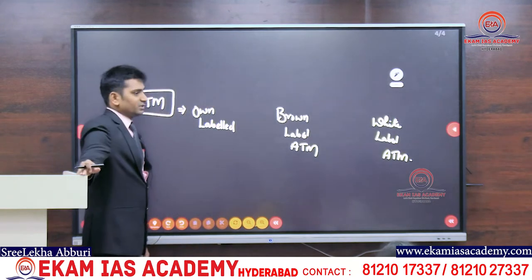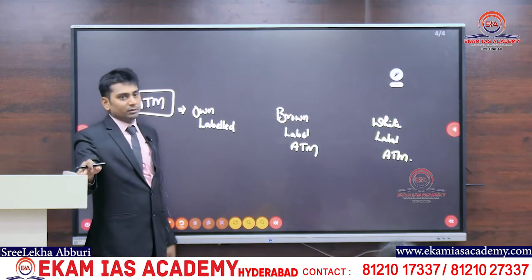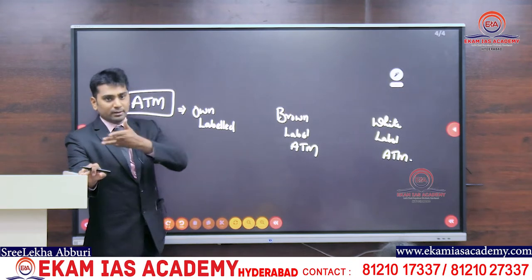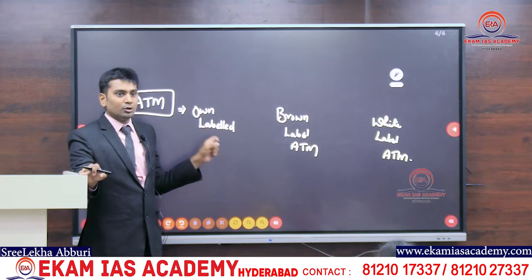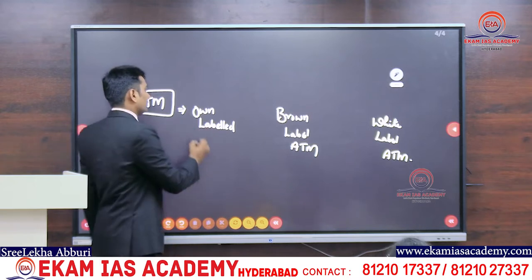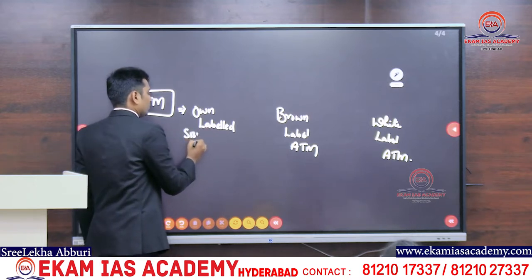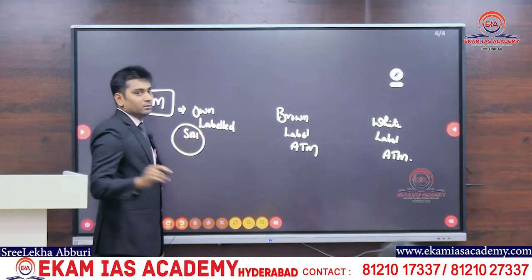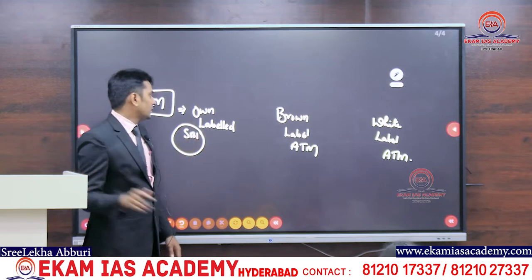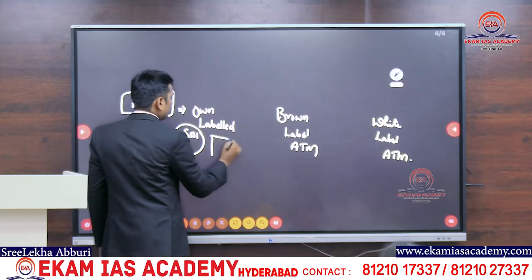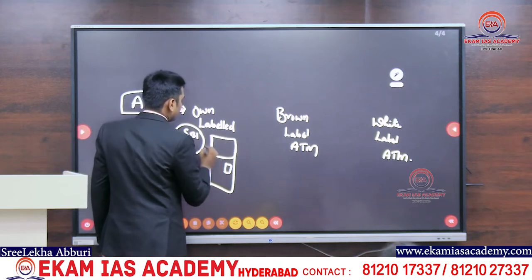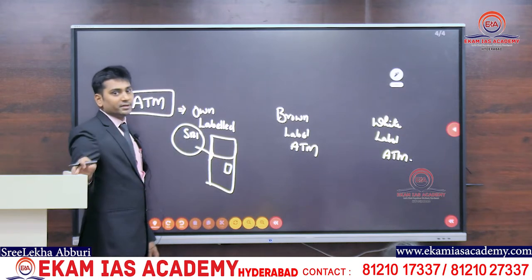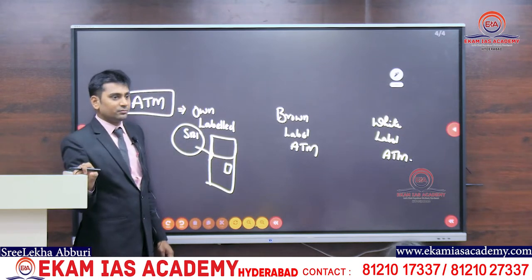What is the difference between these three? Simple. Own label: if you go to an SBI bank, the ATM that will be present next to that SBI bank will have the logo of SBI, right? Which means the ATM is operated by whom? The bank itself.